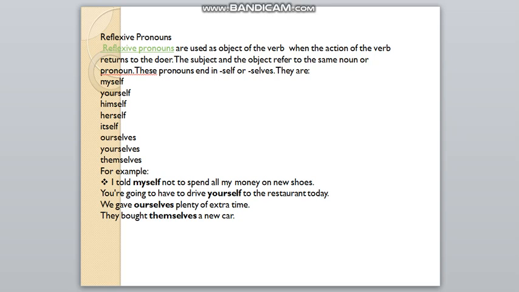A few things I just want to talk about the reflexive pronoun, children. When you stand in front of a mirror, what would the mirror reflect? It refers back to you, right? So when you stand in front of a mirror, the mirror reflects back to you. That is like myself. Am I correct? The same way, we use reflexive pronouns when the subject does something to himself or herself or itself.